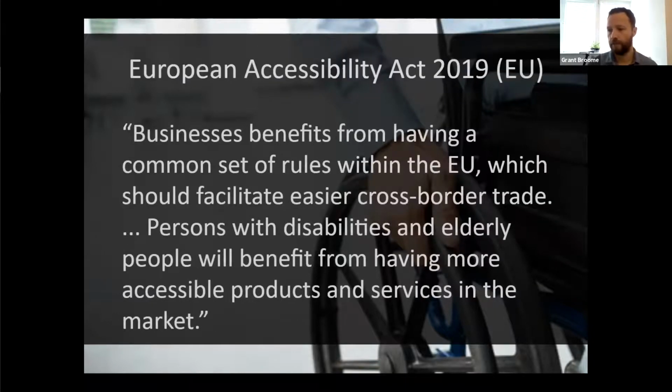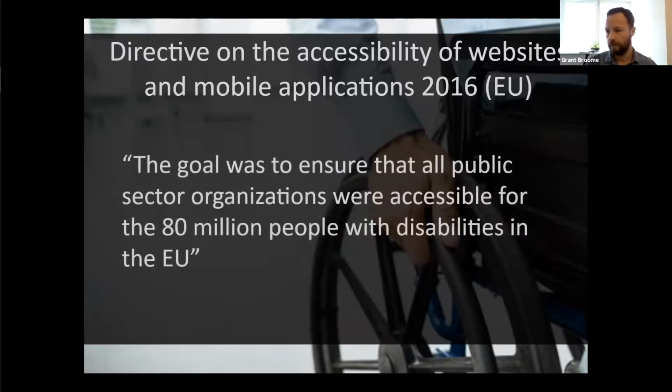And then we've got the European Accessibility Act 2019, which says that businesses benefit from having a common set of rules within the EU, which should facilitate easier cross-border trade. Persons with disabilities and elderly people will benefit from having more accessible products and services in the market. And then there's the EU directive that came out of that.